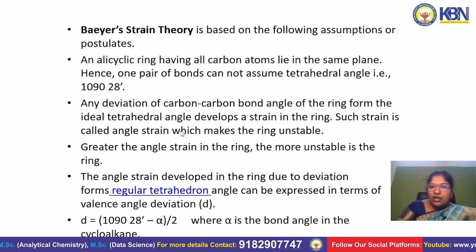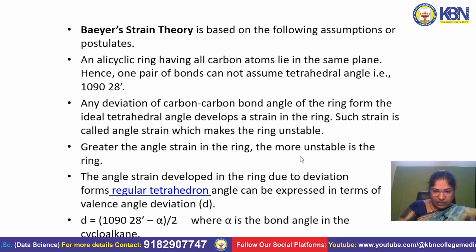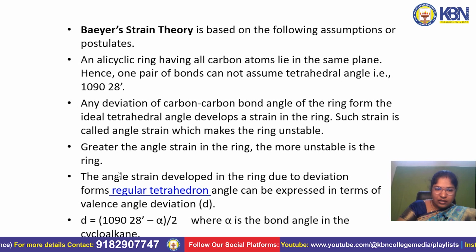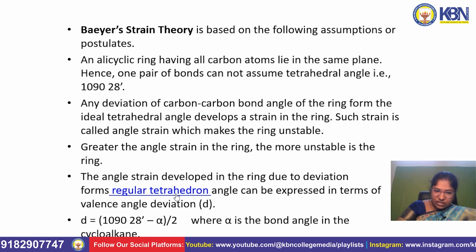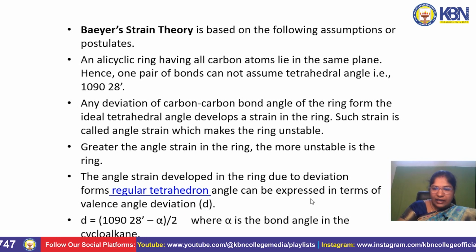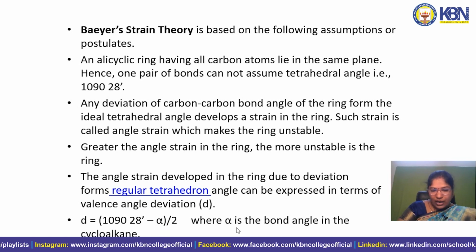More the strain, less will be the stability. Greater the angle strain of the ring, the more unstable the ring. The angle strain develops in the ring due to the deviations from the regular tetrahedron. Angle strain can be termed as the valence angle deviation d. d can be calculated by using the formula: 109 degrees 28 minutes minus alpha, divided by 2, where alpha is the bond angle of the corresponding cycloalkane.